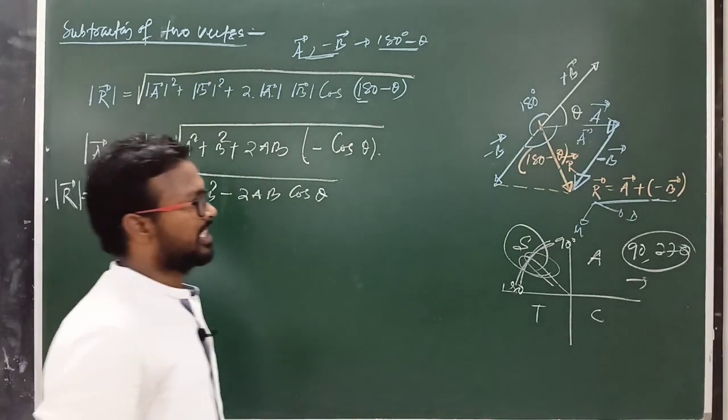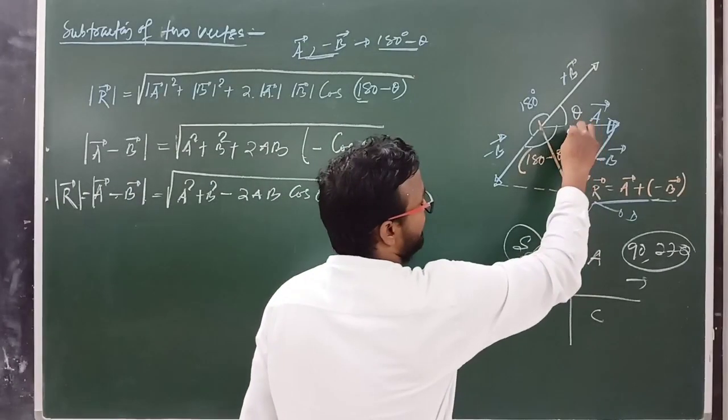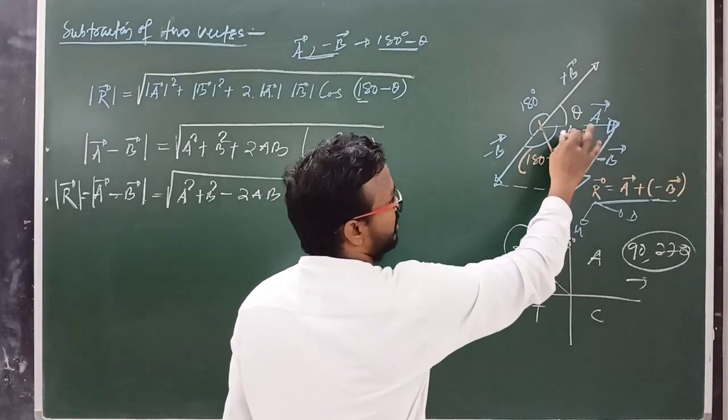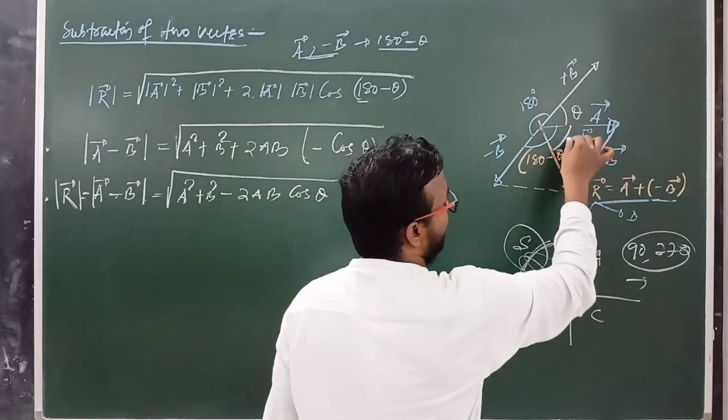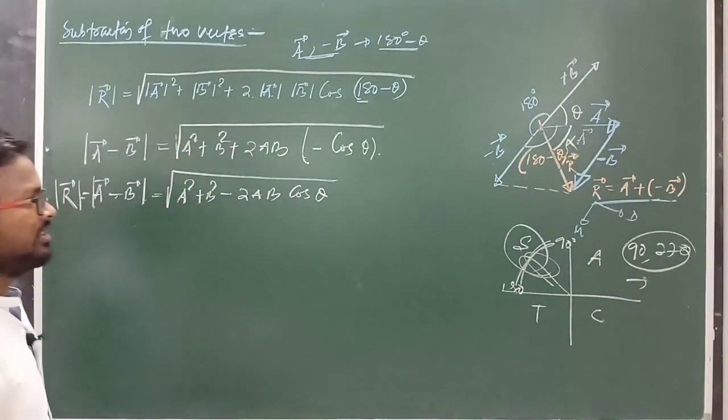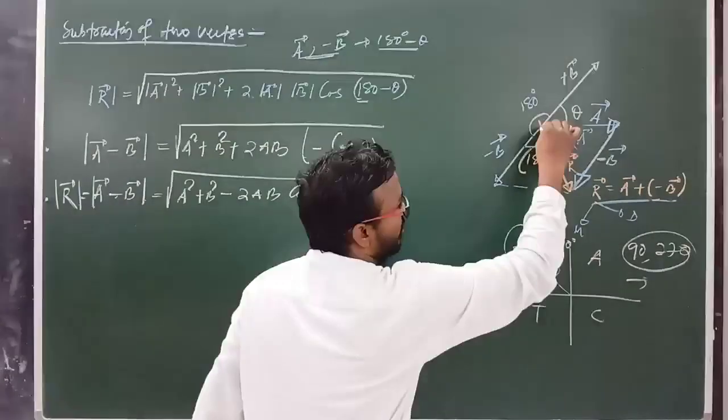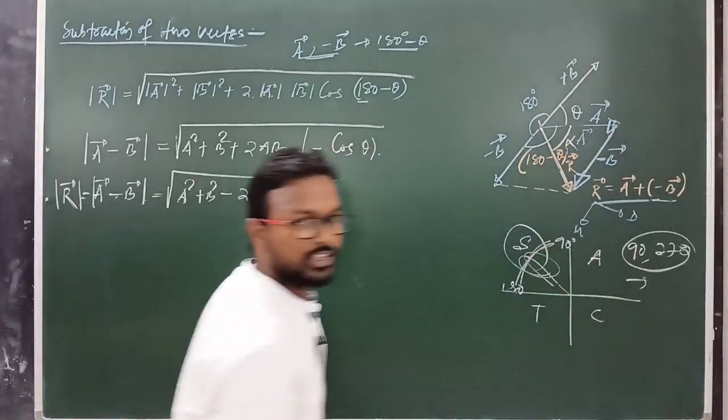This is the resultant vector, and suppose this angle is theta, this angle, sorry, you can write this angle alpha. Then find the direction. Alpha represents the direction of the resultant vector from a vector.